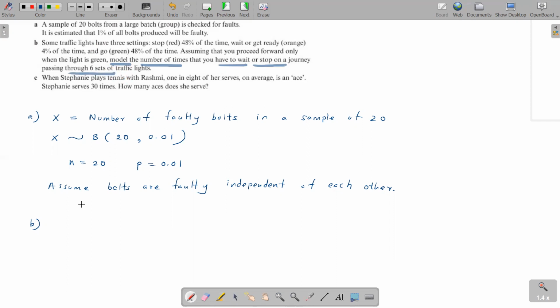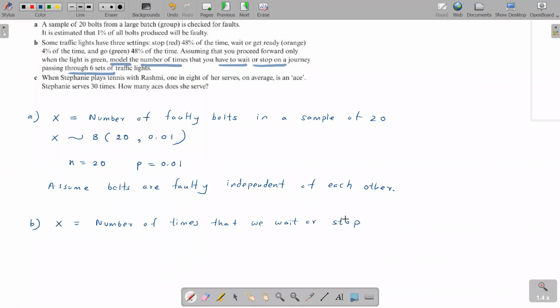So what are you going to discuss? Who is going to be your variable X? X is always a number. Remember, X is always going to be a number. So X is going to be the number of, so what are we modeling? Number of times that you have to wait or stop. Number of times that we wait or stop.